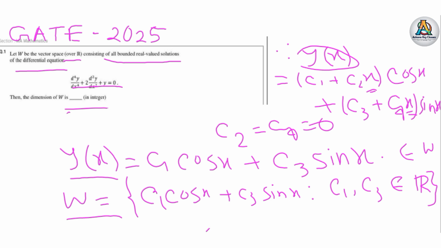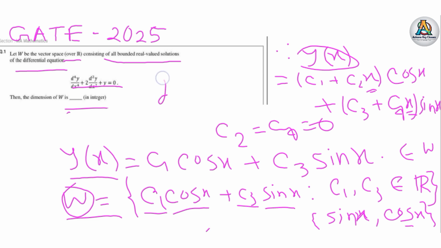Now here c1 and c3 are variable and they vary over all real numbers. Cos x and sin x are linearly independent. So the basis of this vector space W contains two elements, sin x and cos x. Therefore, these two are linearly independent, and the dimension of W must be equal to 2. So, the correct answer is 2. Thank you.